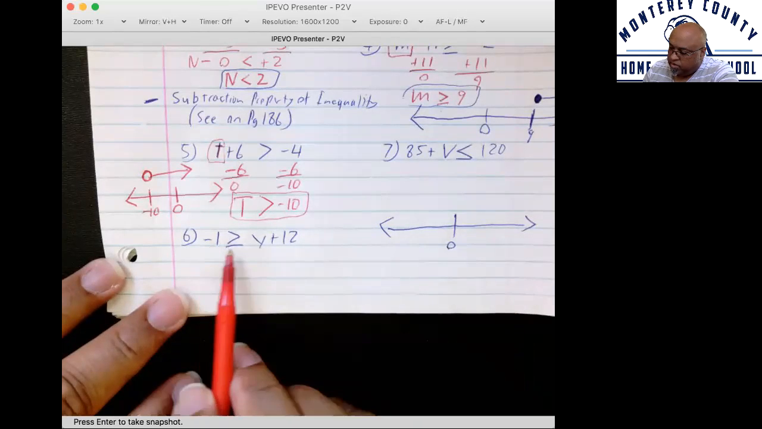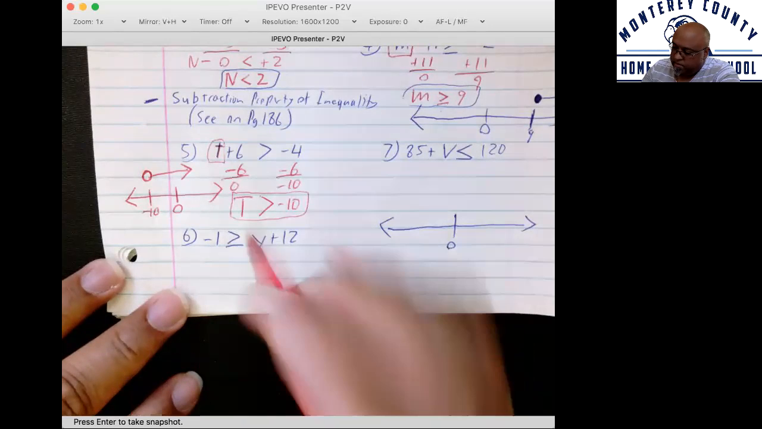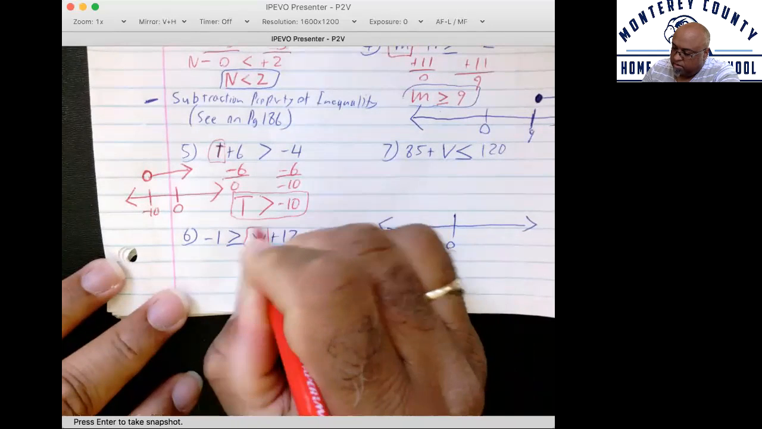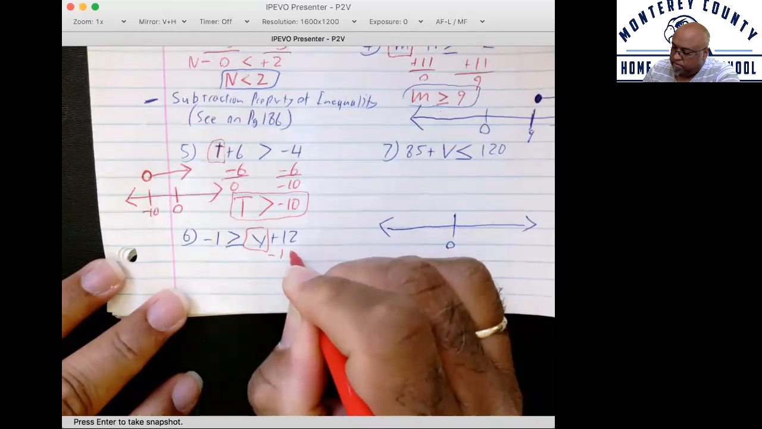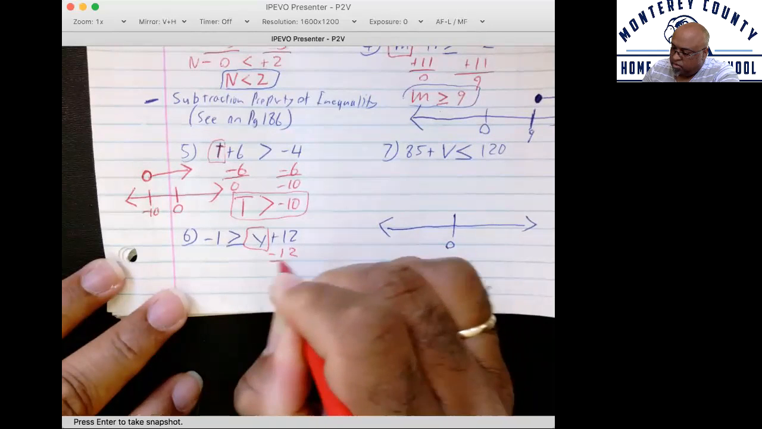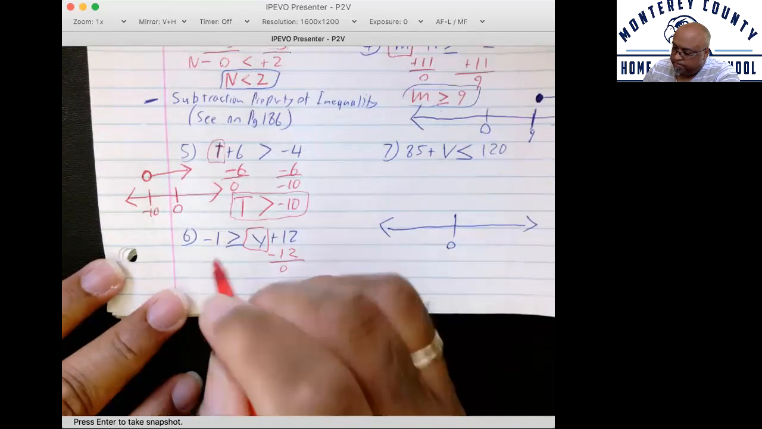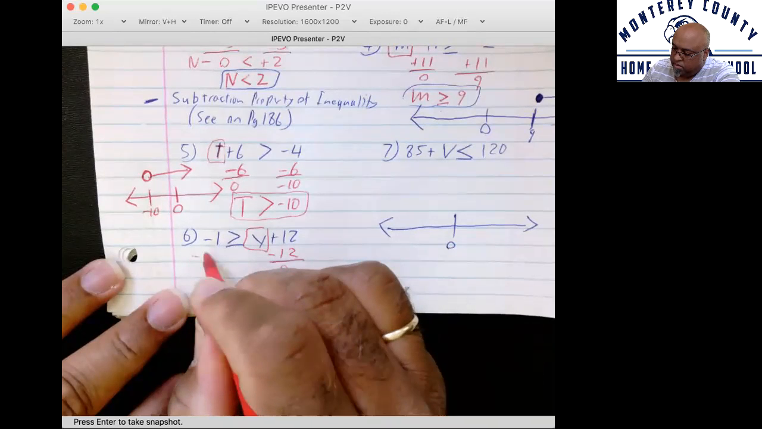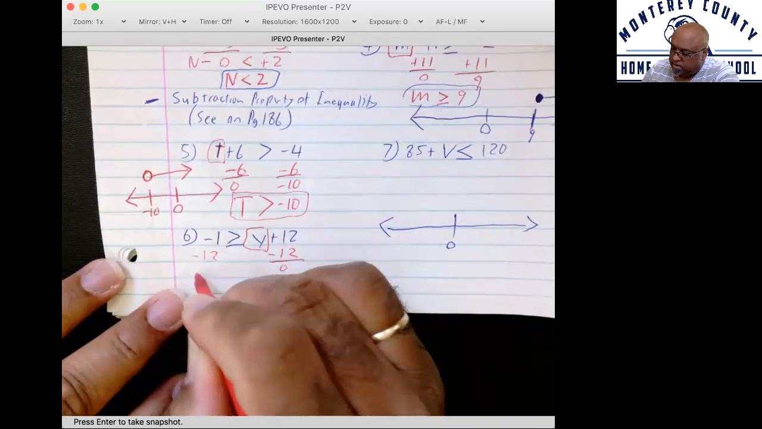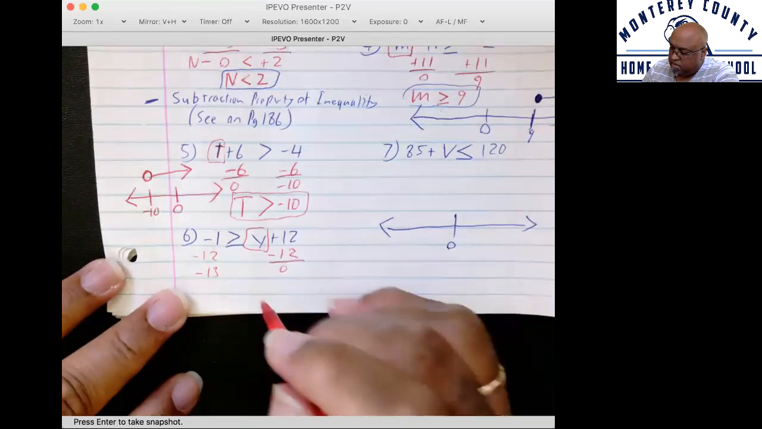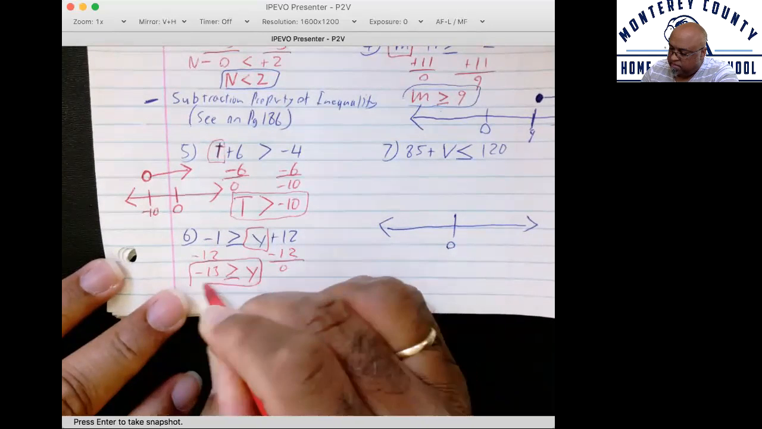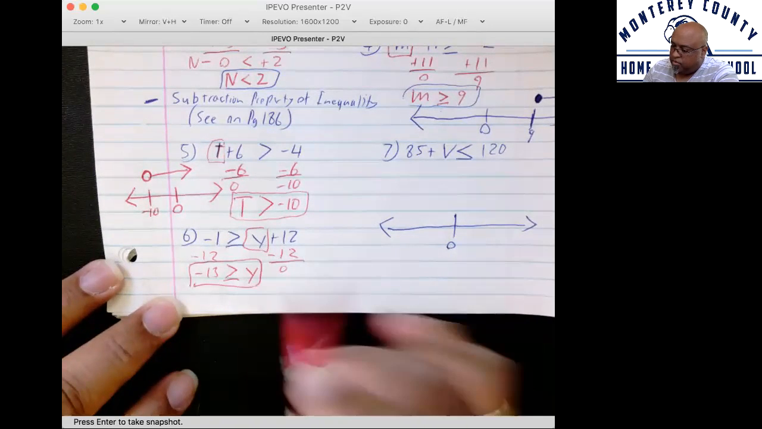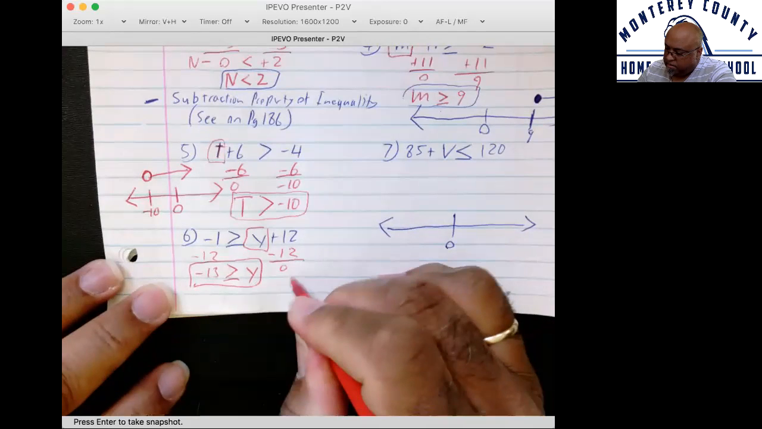-1 is greater than or equal to y plus 12. Isolate the variable y, opposite operation. 12 minus 12 is 0. -1 minus 12 is -13. So rewrite everything I have left, and I have -13 is greater than or equal to y. Let's graph it.